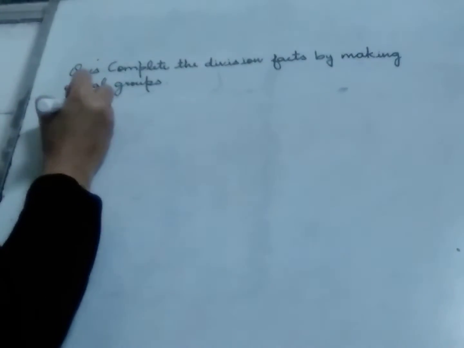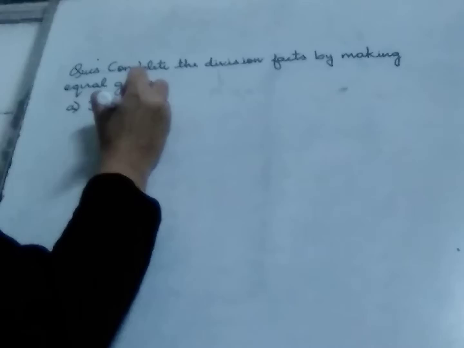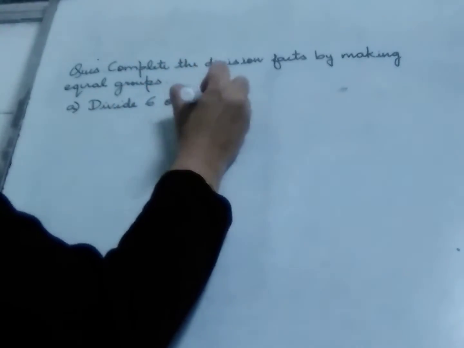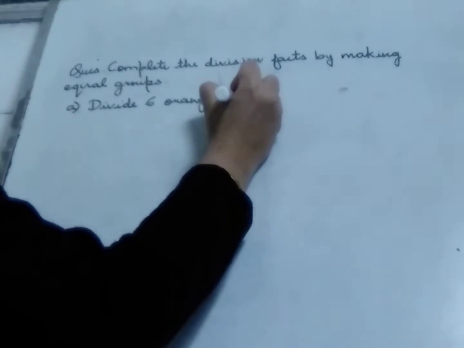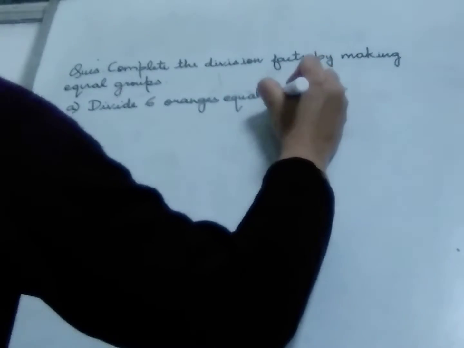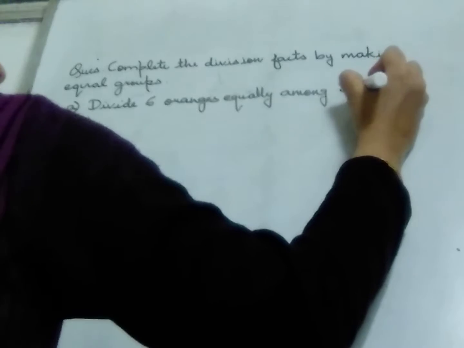Let's do some questions on division. First question is complete the division facts by making equal groups. So our first question is divide 6 oranges equally among 3 children.